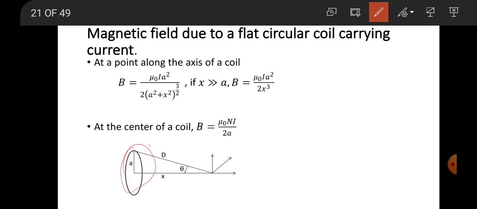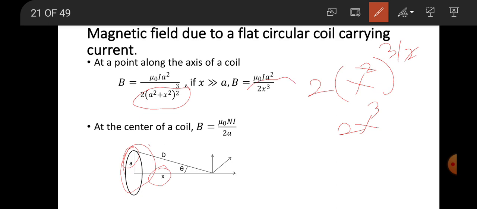Now, but if X is much greater than A, look at the position of X and look at A here. If X is much greater than A, such that A can be neglected, then the denominator is going to look like 2x squared raised to power 3 over 2. The 2 can cancel 2, so I'm left with just 2x cubed. That's why we have this. So if you're asked to find the magnetic field at a point along the axis of the coil, where x is much greater than A, then we are going to have mu naught I A squared all over 2x cubed.